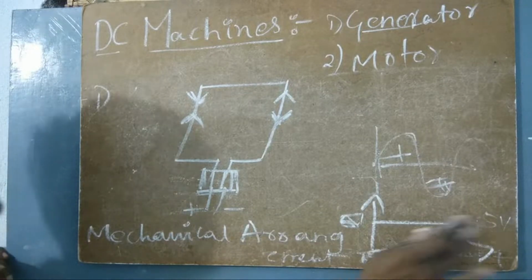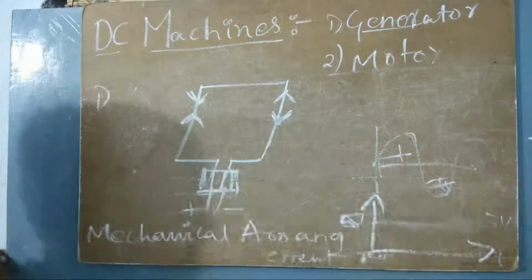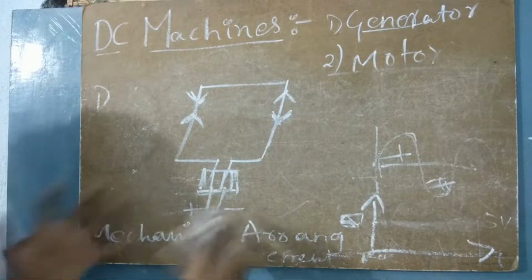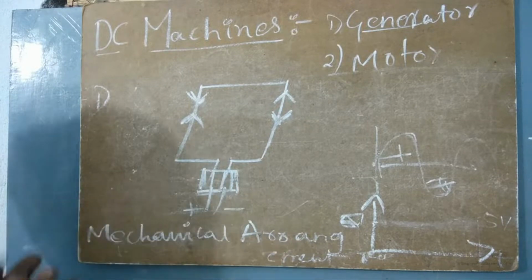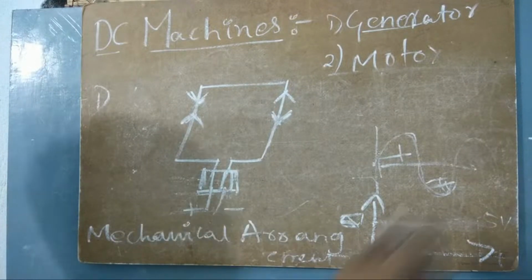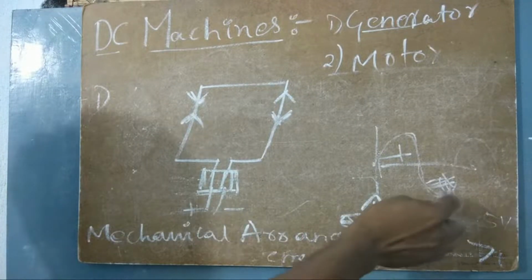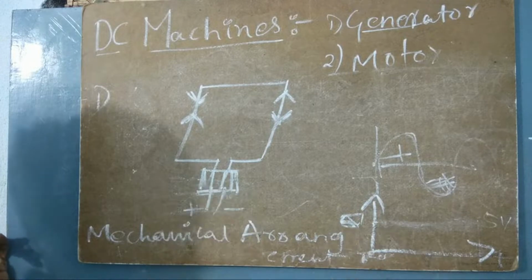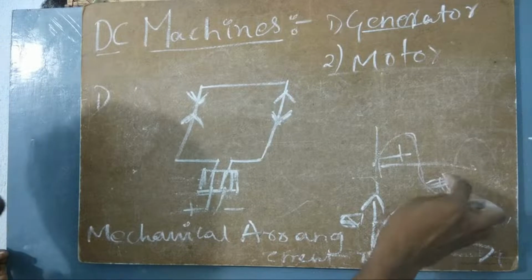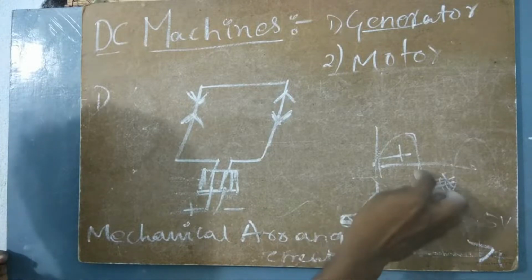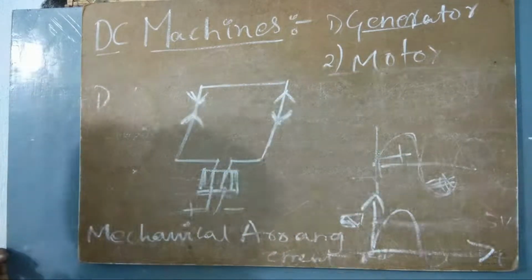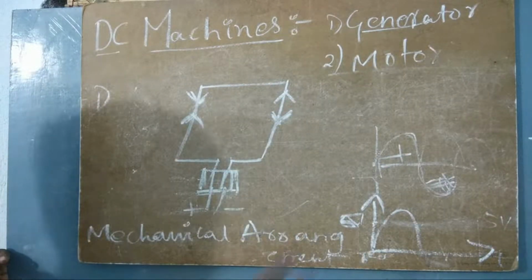So what happens when the negative cycle is cancelled? It is not taken, because the commutator is used for collecting the power. If there is no commutator, I will get the negative cycle also. If there is a commutator, the negative cycle will be cancelled, so I will get only positive cycles. But when the negative cycle is cancelled, it is not compensated with another positive cycle, so I will have some gap. But still, I'm not going to use only one conductor, right?